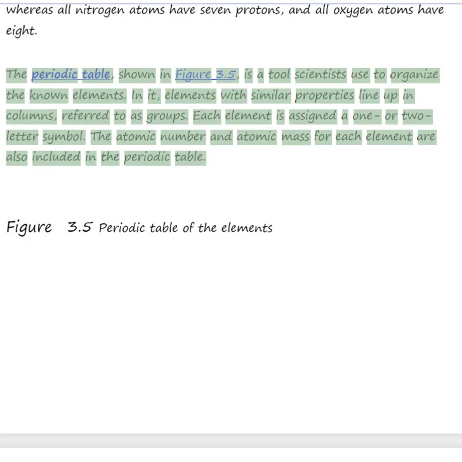The periodic table, shown in Figure 3.5, is a tool scientists use to organize the known elements. In it, elements with similar properties line up in columns, referred to as groups. Each element is assigned a 1- or 2-letter symbol. The atomic number and atomic mass for each element are also included in the periodic table.